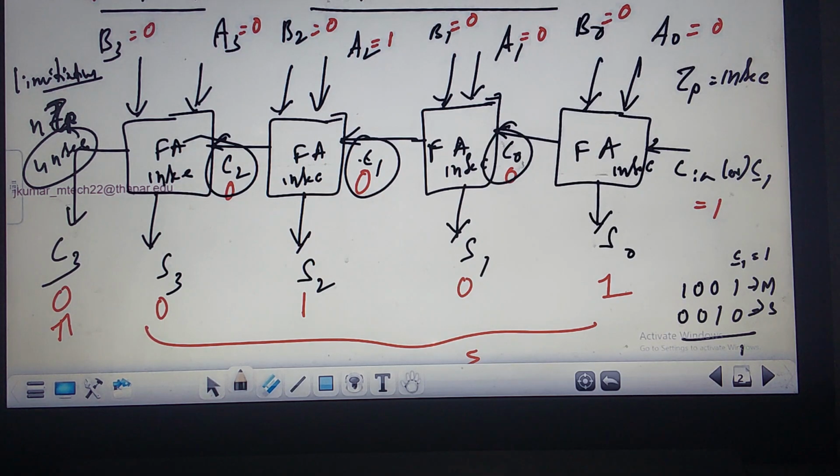Pre-computing the values, as the name implies. Carry look ahead means I'm looking ahead. Before computing my sum, I'm looking at what? Pre-computation of C0, C1 and C2. That is nothing but a carry look ahead.